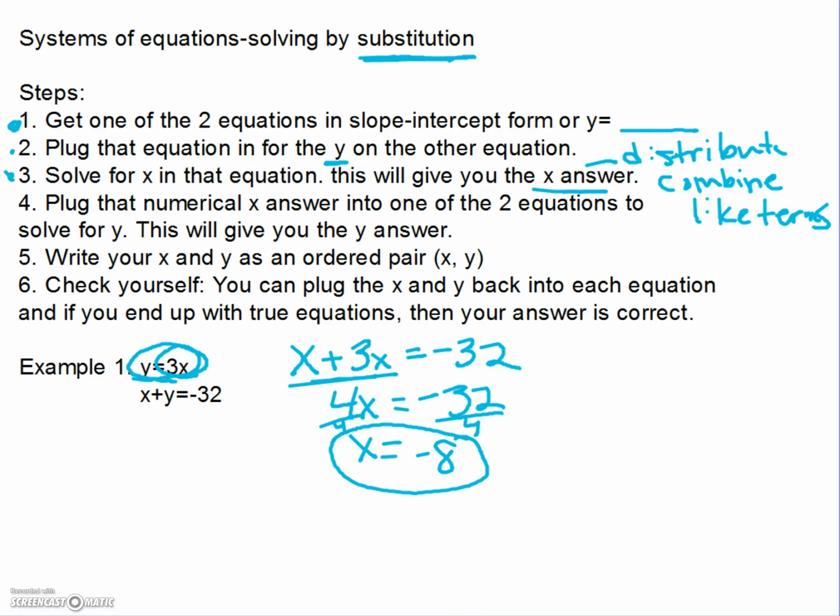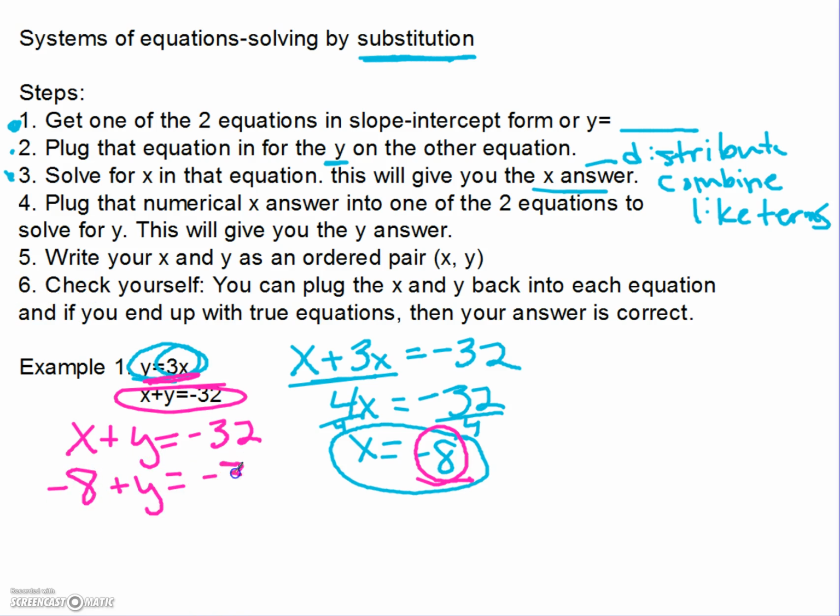Let me change colors here. Now you're going to plug that numerical x answer, negative 8, into the other equation, or you can use the same one if you would like to. Go back to the original equation. I'm going to use this equation this time: x plus y equals negative 32. I plug in for x, so negative 8 plus y equals negative 32.